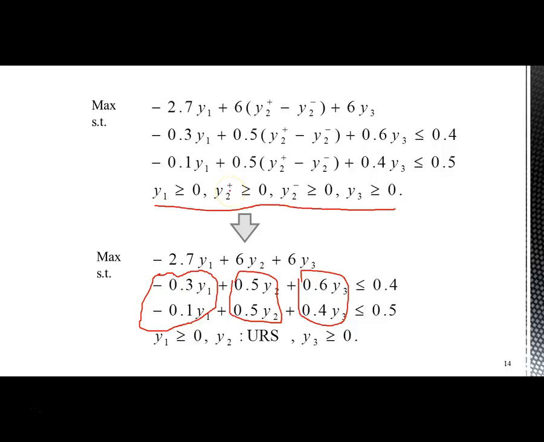So if we put everything together, this is the short form. We can find that negative 2.7 y1 plus 6 y2, because y2 was replaced by y2 plus minus y2 minus, and 6 y3, and so on and so forth. So in this case y2 will be unrestricted, whereas the other two will be greater than or equal to 0. Makes sense how you get the duality? Then solving is exactly the same way we did, and we can use any software to do that again.